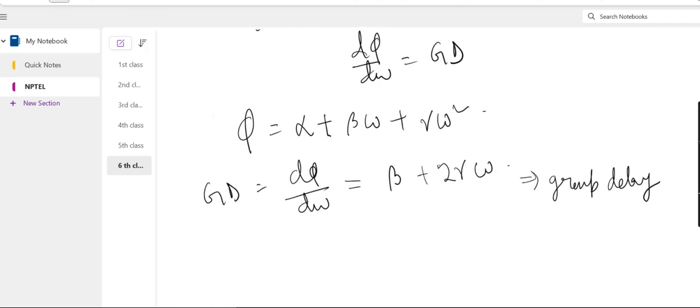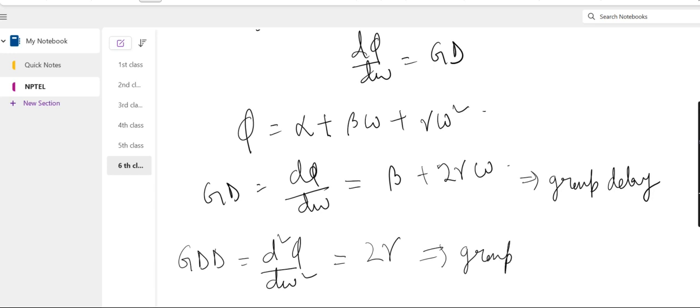And group delay dispersion, that is GDD, it is d square phi d omega square. That would be 2 gamma. That is group delay dispersion. Okay. So if it would be gamma square, then it would be 2 gamma square. So the gamma is constant.